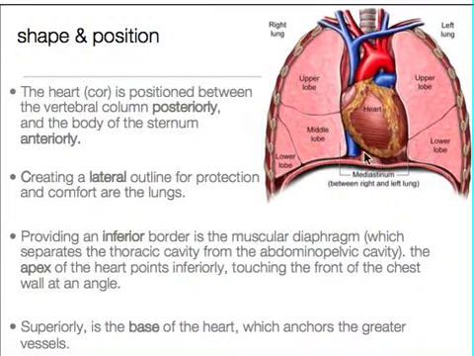If you look at the heart, you can see there's a little more base on top, and it tips down slightly, so it's like a diagonally inverted triangle. The bottom part is known as the apex, and the top is known as the base. Superiorly, we have the great vessels, the aorta and the pulmonary vessels, that anchor the heart from above and hold it in place.